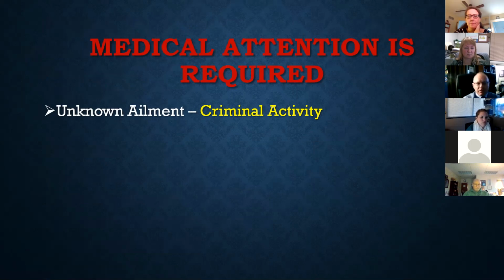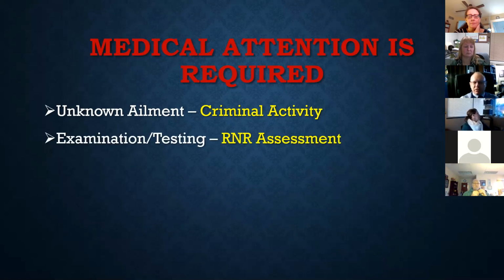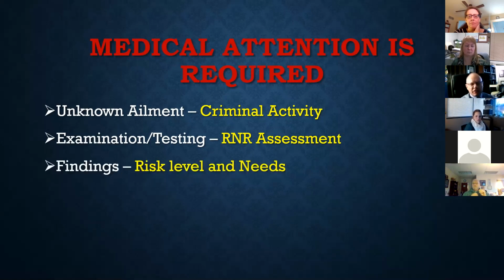All right, well, that's the criminal activity. So there's criminal activity going on, but we don't know what's causing it. All right, what's causing that? Well, in the doctor's office, we'll do an examination, do some testing, and in the criminal justice world, we're going to do the RNR, the Risk Needs Responsivity Assessment, which is the ORAS. That's going to give us our assessment of what's going on and our findings.